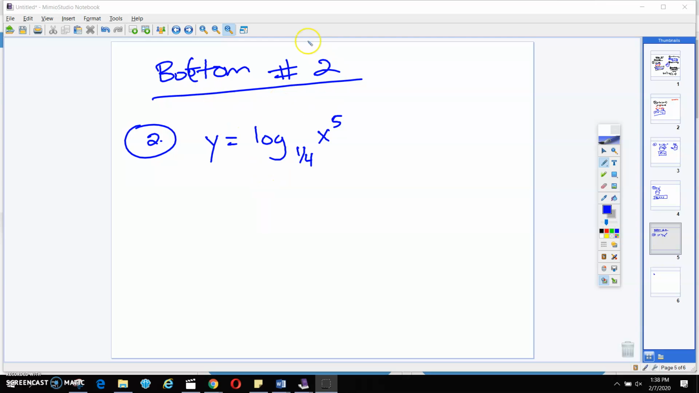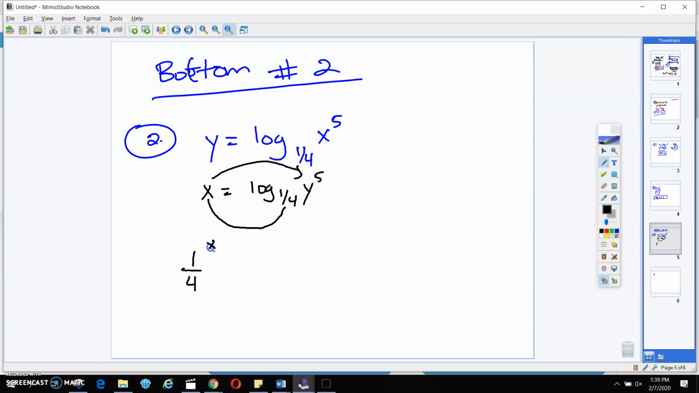This is at the bottom of that page. It's number 2. On this one, you're going to switch your x and your y. So that's going to be x equals log of base 1/4 of y to the 5th power. Then you're going to put it in exponential form. Start at the base, go to the outside, end at the y. So this is going to be 1/4 raised to the x power equals y to the 5th power.